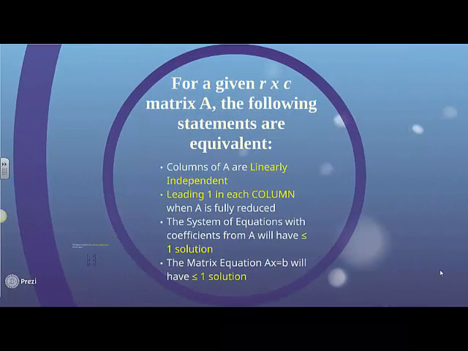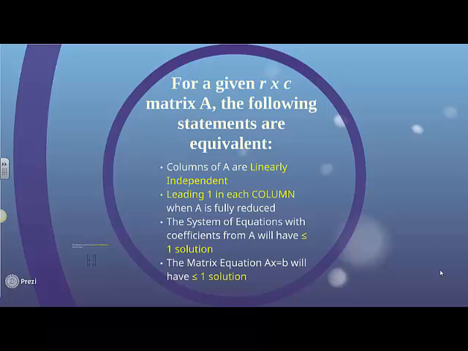So we have a given matrix A that is R by C, so it's not square, it's just some number of rows by some number of columns. Then all of these are equivalent. Our columns of A are linearly independent. It's the same thing as meaning that there's a leading 1 in each column when A is fully row reduced. So if we take our matrix A and put it in reduced row echelon form, there's going to be a leading 1 in each of those columns.